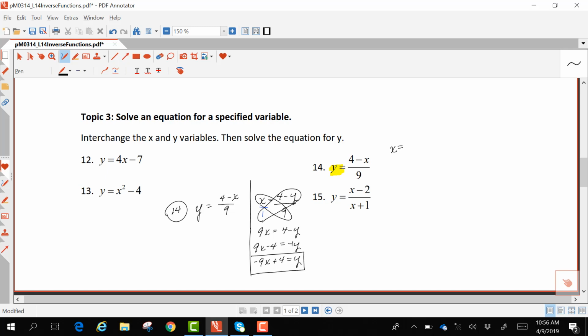Number 15 is a little different algebraically, so I'm going to go ahead and work this one also. Again, I'm asked to interchange the variables, so the y will be replaced with x, and the x will be replaced with y.